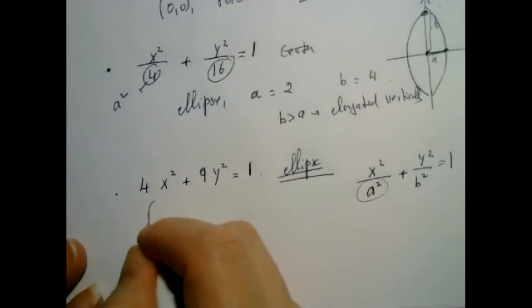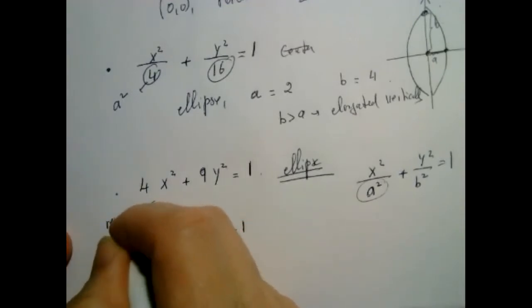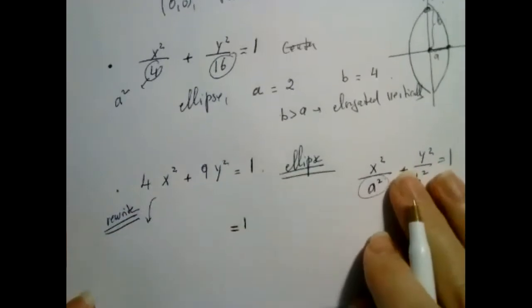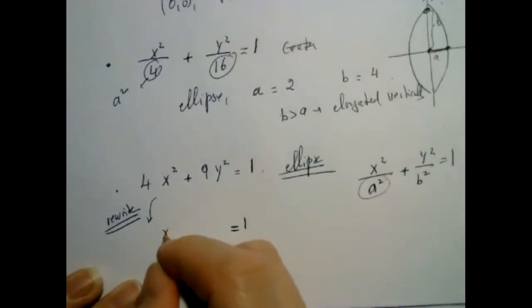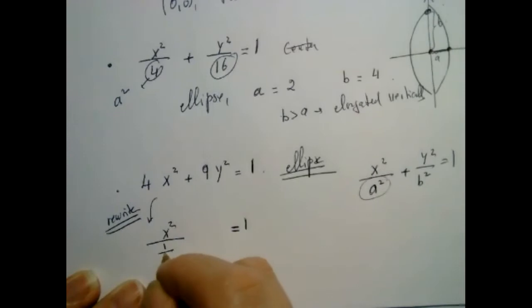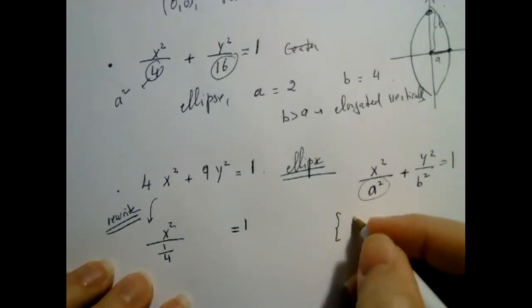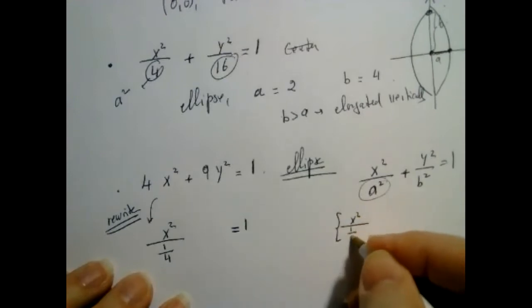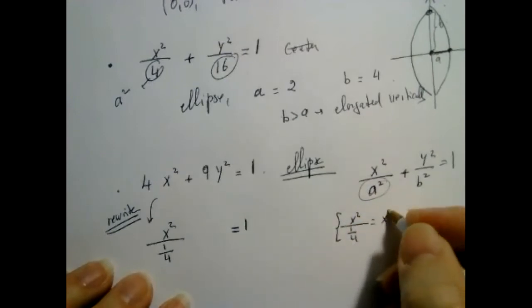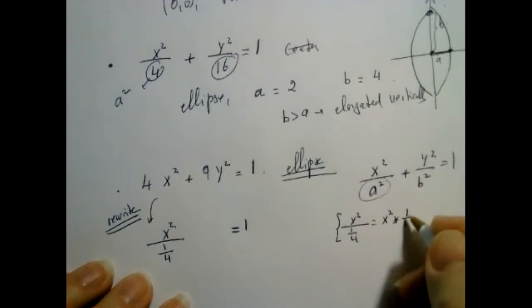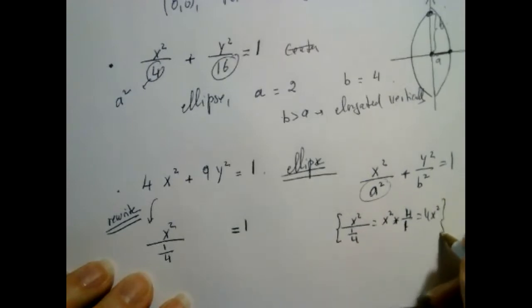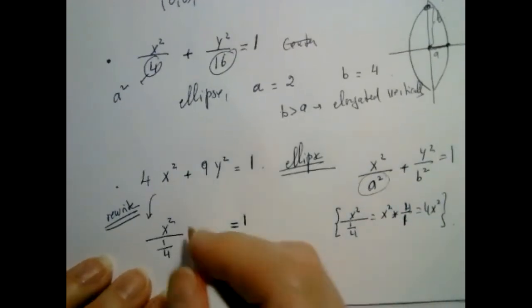So I'm going to play games. I'm going to rewrite this in the following format. Watch how I'm going to rewrite it. I'm going to rewrite it as x squared divided by 1 over 4. Okay, am I algebraically correct? X squared divided by 1 over 4 means x squared multiplied by 4 over 1. It's the same thing as 4x squared. Okay, so I am mathematically correct.